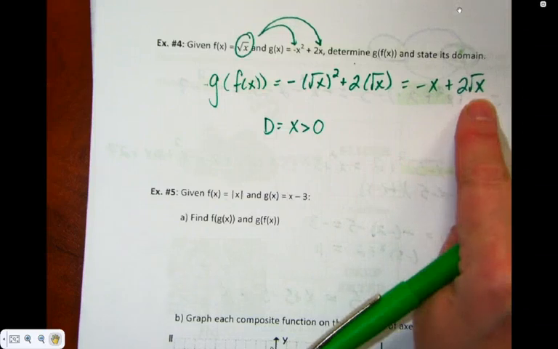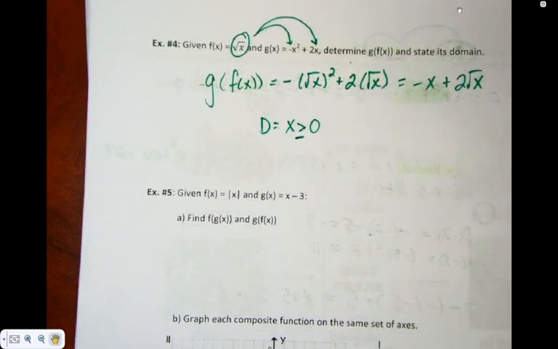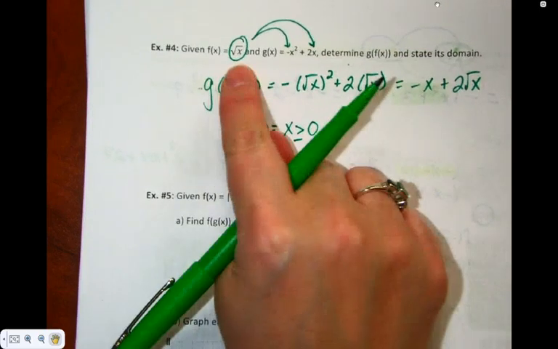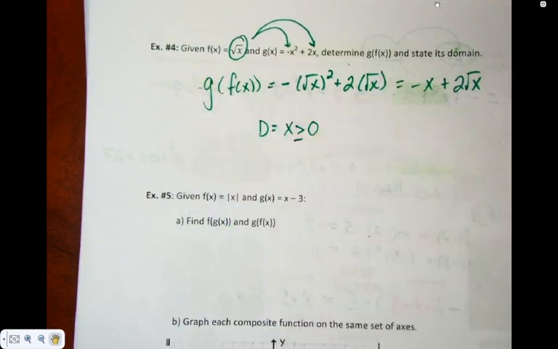So can I take the root of 0? Yeah, the root of 0 is 0, so this will be greater than or equal to. And then I just have to make sure I go back and look at the inside function. Well, it's also root of x, so it's going to have the exact same restriction. That's done. Domain has to be x is greater than or equal to 0.